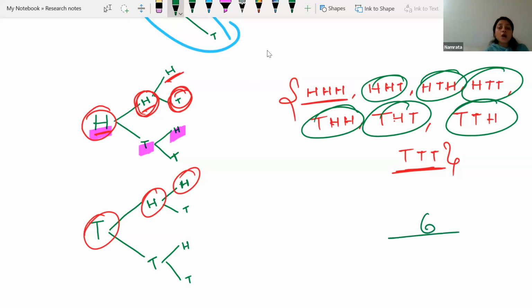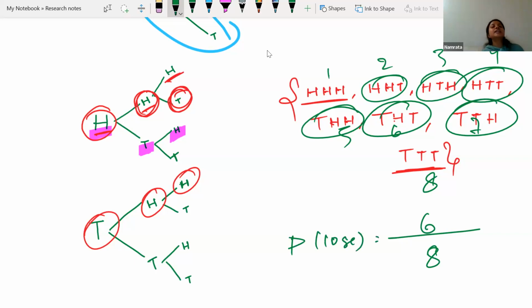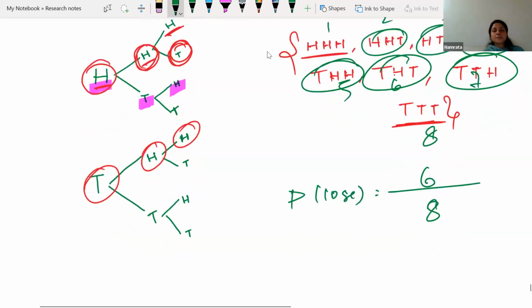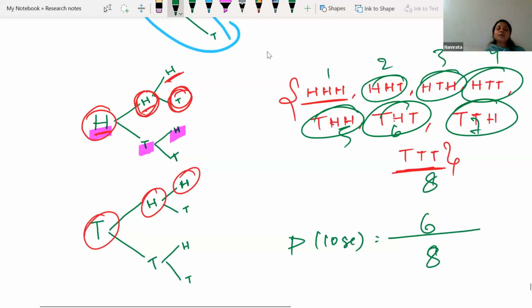6 outcomes are there among 1, 2, 3, 4, 5, 6, 7, 8. Among 8 outcomes, if he gets any of the six such outcomes, he will lose the match. So the probability that he will lose the match is 6 over 8. Is it clear to everyone? Yes, ma'am. And probability of winning will be, two such cases are there which will make him win the match. So 2 out of 8.